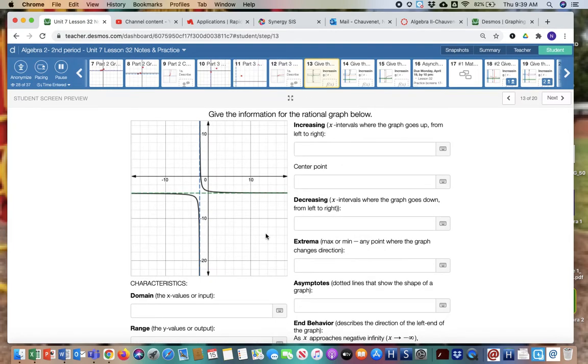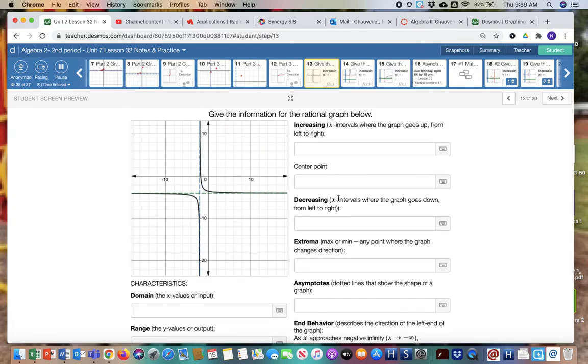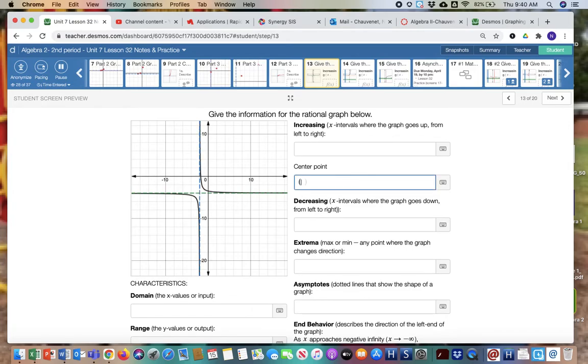Okay, so here's my rational graph. We want to answer all these different things we've been answering. First off, the vertex center point is important on the rational graph. It's not so much on the log graph or the exponential graph. But there's my vertex center point. It's where the two asymptotes intersect. So -2, -4. So I'm going to put that.